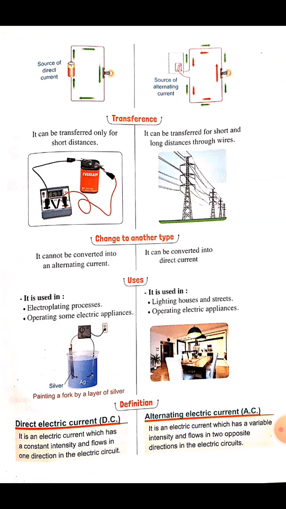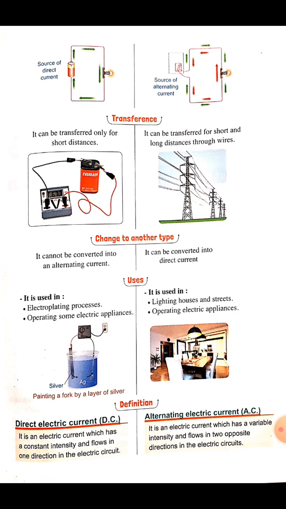What about the transference? Here, direct current can be transferred only for short distances. So what about a change to another type? Look, direct current cannot be converted into alternating current. Uses, number 1, in the electroplating process and operating some electric appliances.